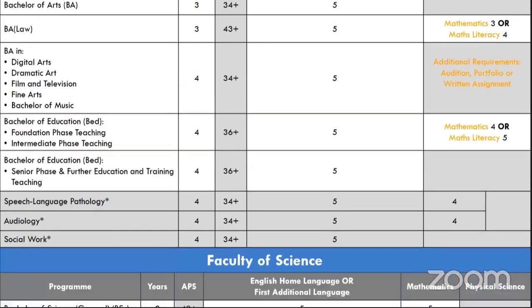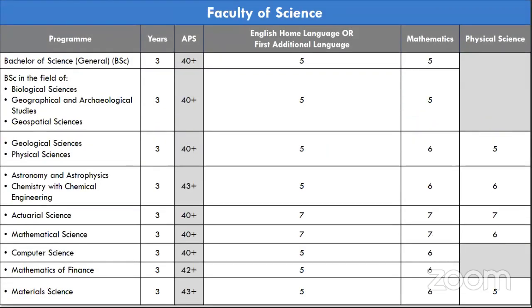Faculty of Sciences. In the Faculty of Sciences, we've got Science, Bachelor of Science General, whereby you will need 40 APS, Maths and English at level 5. Bachelor of Science in the fields of biological science, geology and archaeology and geospatial. You will also need 40 APS, Maths and English at level 5.